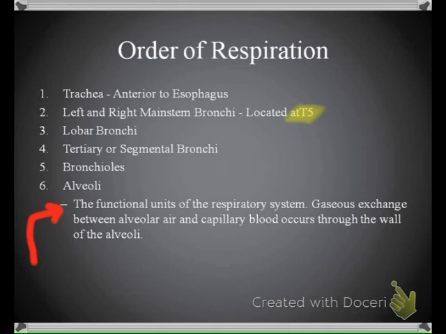Gaseous exchange between the alveolar air and capillary blood occurs through the wall of the alveoli. However, if you have a disease such as COPD or emphysema, which causes constant expansion of the alveolar air sacs and doesn't allow them to expand and contract, only keeps them in a state of constant expansion, then we see that respiration abilities and functionality rapidly decreases.